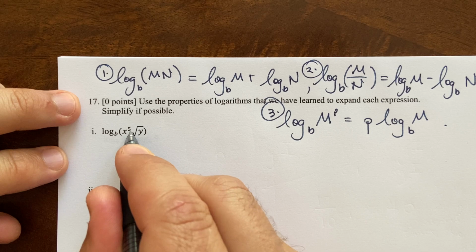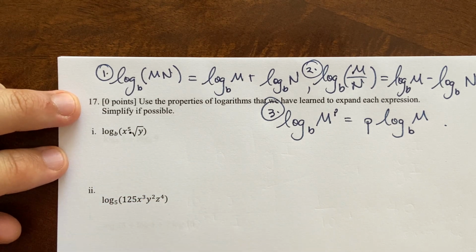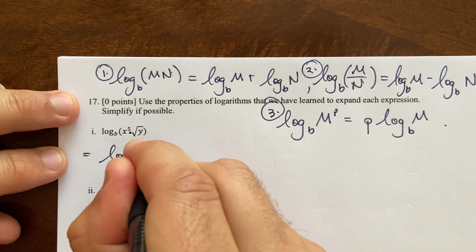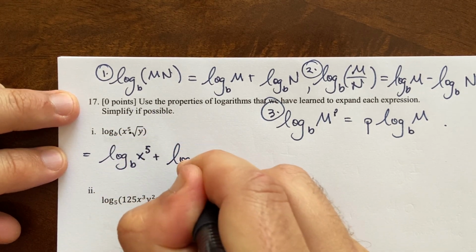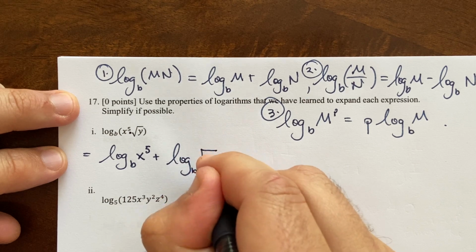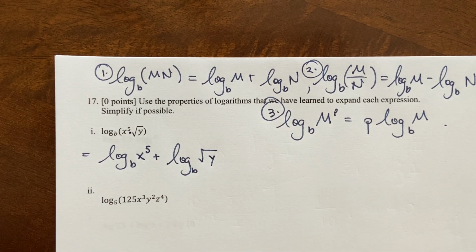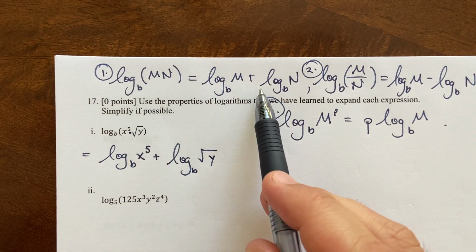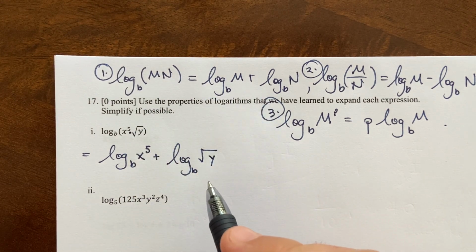So the first thing I'm going to do is split this up into a sum. So log base b of x to the 5th plus log base b of the square root of y. Right, so I can apply this one. Since I have a product, I went to a sum since we're expanding.